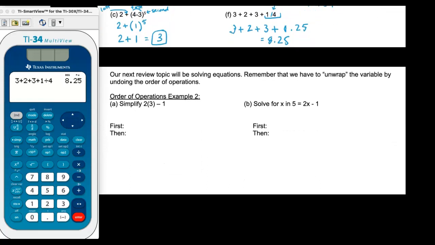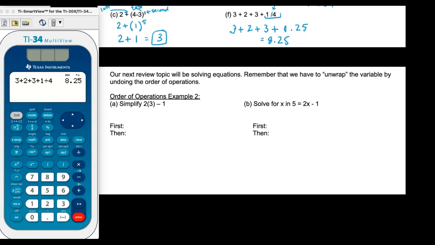Okay, and so the next set of problems here that we're going to do can help us set up to review solving equations, which is the next topic of review. So remember that when you solve equations, you have to unwrap the variable by undoing the order of operations. And so it's sometimes helpful to think about what order you're doing something in when you're using the order of operations. So when you undo it in solving, you know what order to undo.